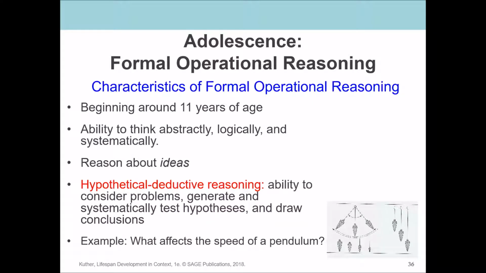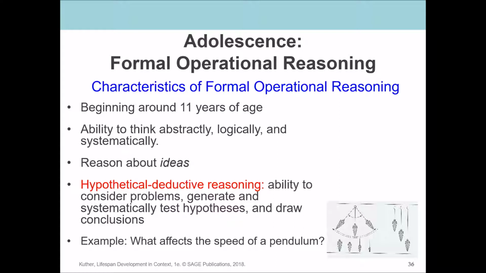The last stage is the formal operational stage, beginning around 11 years old. And this involves the ability to think abstractly, logically, systematically, to reason about ideas. So now it's not just thinking about a dog, but it's thinking about all dogs in general, right? Not just my specific concrete dog that I have at home. They're able to think systematically and engage in more scientific thought as opposed to trial and error thought. So this is hypothetical deductive reasoning. And I give you the example on the right-hand side of a pendulum experiment.